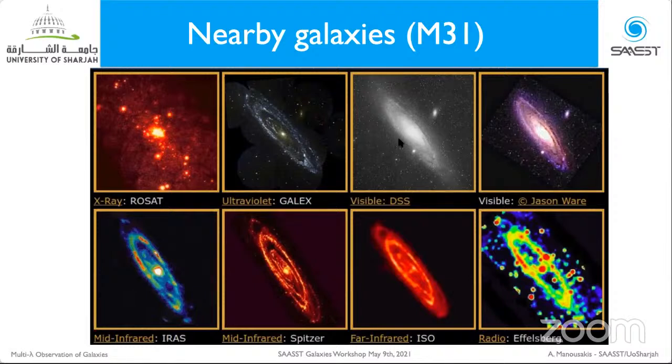If I look in the optical, in visible light, on the top panel, on the very right, I see what I expect to see, mainly stars. And in the mid-infrared and far infrared, the view is very, very similar with IRAS, Spitzer, and ESO, where again I can see the dust that is concentrated around the spiral arms. And then in radio waves, I can see mostly gas using the Effelsberg telescope. So if you take this image and try to interpret it, you see that the view is very, very different from X-rays to radio.